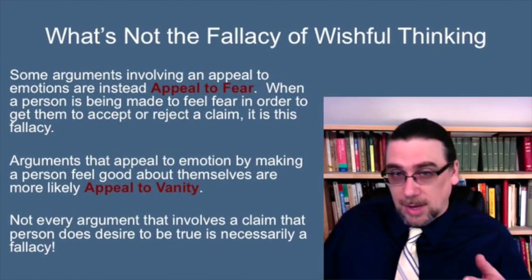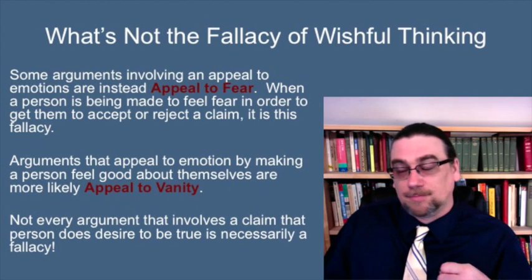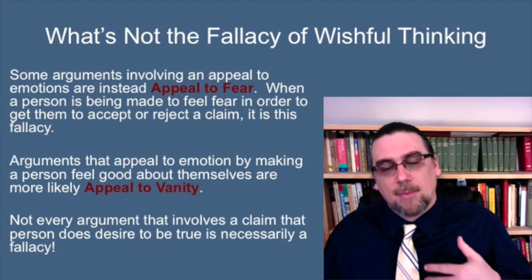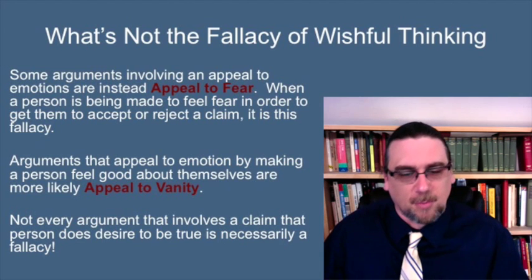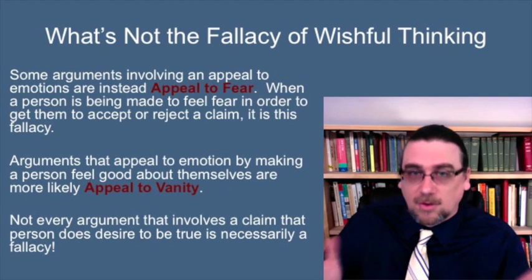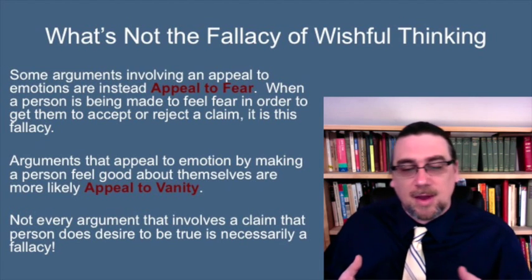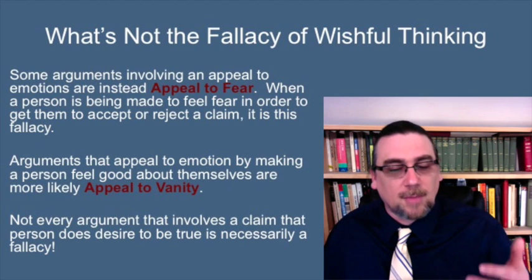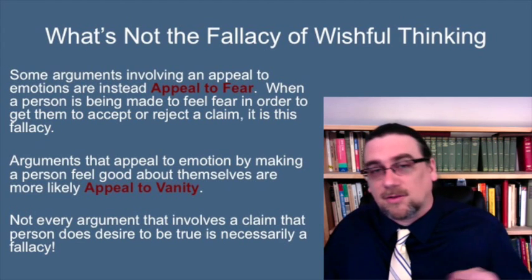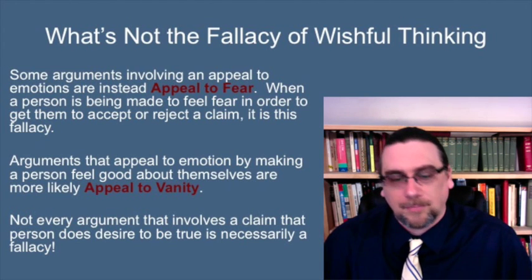Now, if you're a student, one of the things that you often have to do in classes is be able to distinguish fallacies from each other. Sometimes this fallacy won't even show up in your textbooks, depending on what textbook you're using. But if it is, we can distinguish it from a couple other fallacies. Some arguments that involve an appeal to emotions, because this is an appeal to emotion, are instead appeal to fear. So, for example, when a person is being made to feel fear in order to get them to accept or reject a claim, it's going to be the appeal to fear rather than wishful thinking. Wishful thinking is, I would like this to be true. Appeal to fear is, something bad is going to happen if this isn't true.